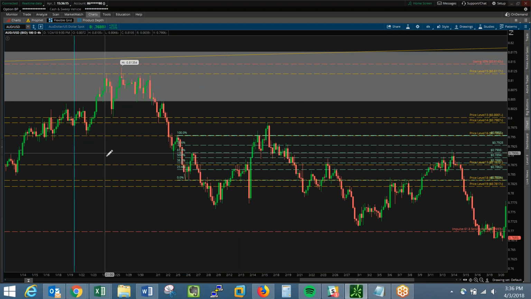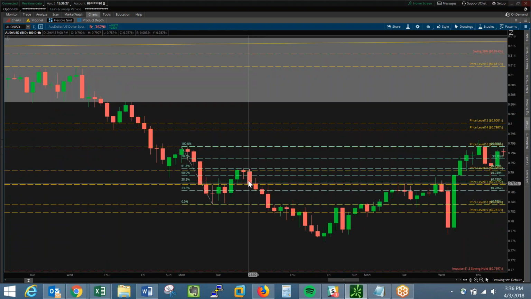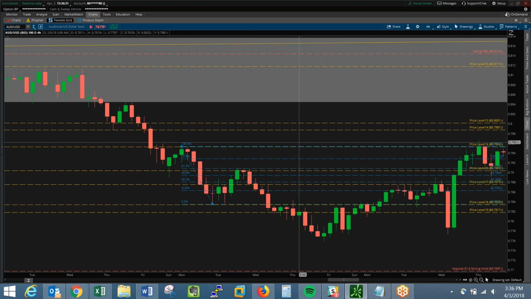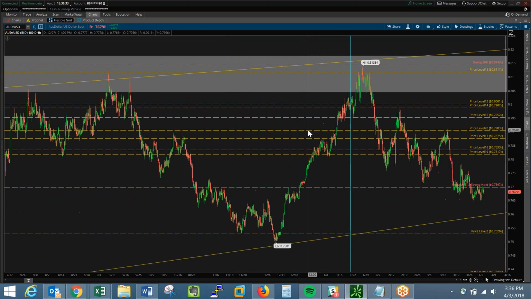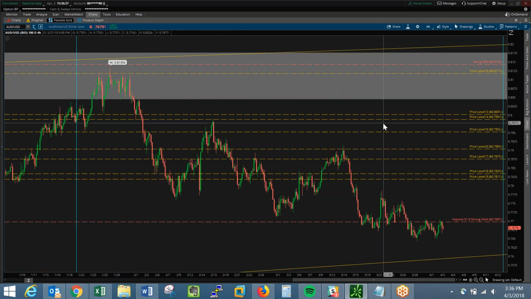And if you could find another bit of structure there, nice little spike right here. Nice little spike right here. And you get a perfect 61.8 short coming out of it. So you can see that the impulse runs are essentially sitting within those higher time frame runs.